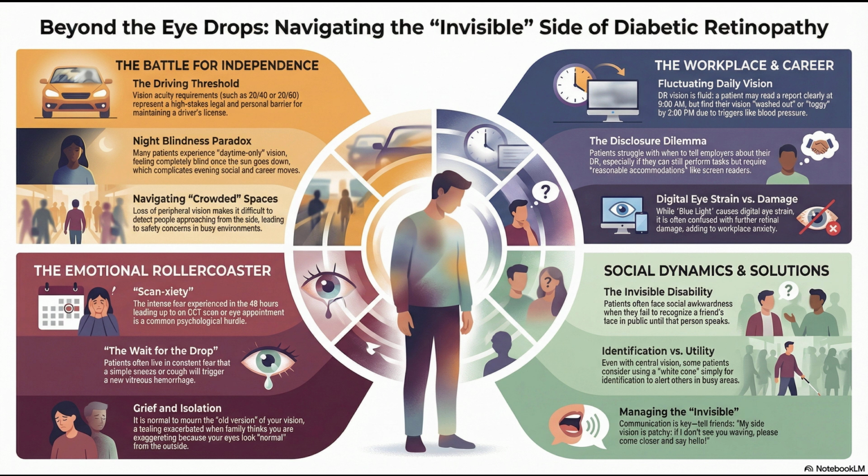The 9 a.m. versus 2 p.m. reality. Yes. The source notes highlight that things like high blood pressure, high blood sugar, or even just poor sleep the night before can trigger severe vision fog. So walk us through the actual mechanics of that. Why does high blood sugar suddenly make your vision blurry?